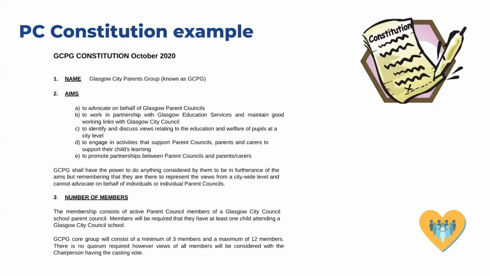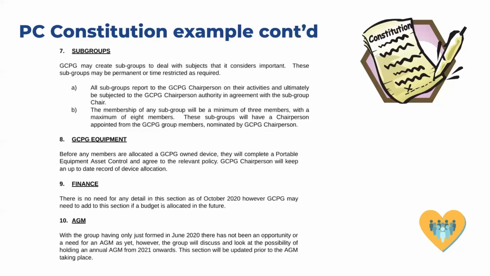So you'll see our constitution's got our group name at the top. It's got some of our aims, so that keeps us right. Everything we do should follow those aims. We shouldn't be going off on a tangent and doing stuff that's really not relevant. And then it talks about the number of members that we should have. So you definitely need to have a minimum amount of members, I would say, for a functioning parent council.